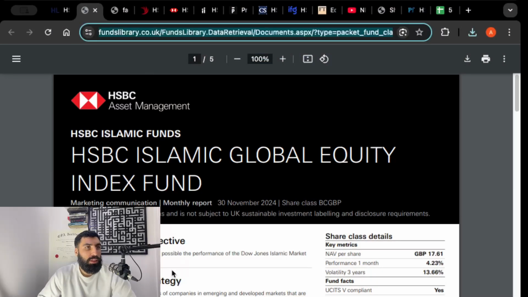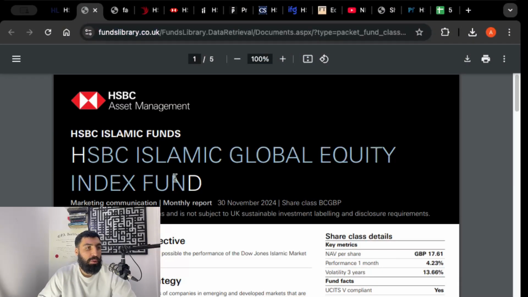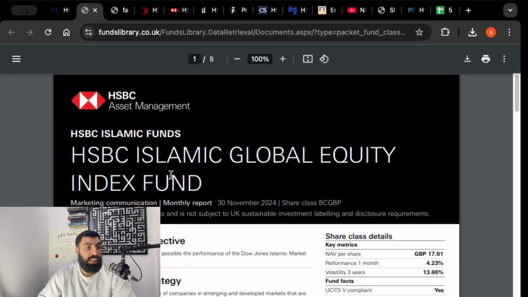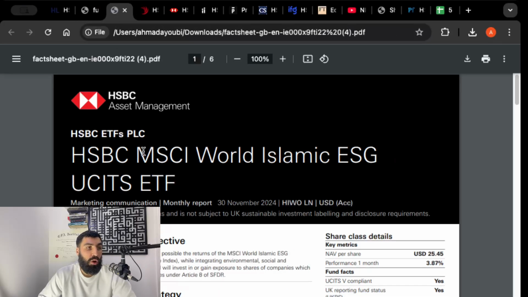Let's start off with a clarification. HSBC actually have two World Islamic funds, an Islamic ETF World Fund and an Islamic Global Equity Index Fund. So let me bring them up to show them to you, just so you can see the difference. So this is the HSBC Islamic Global Equity Index Fund, and they also have the HSBC MSCI World Islamic UCITS ETF. So first of all, do not confuse these two funds.